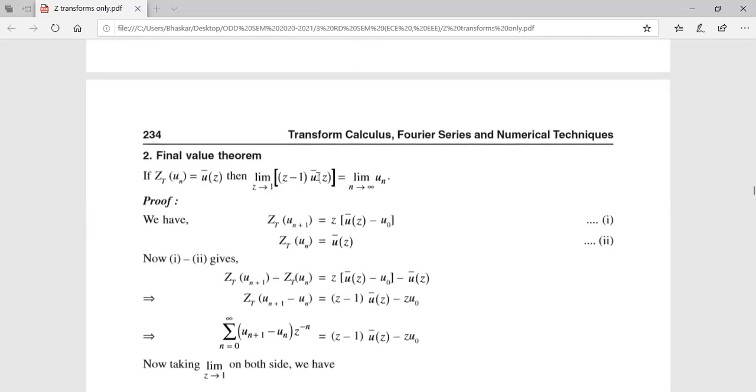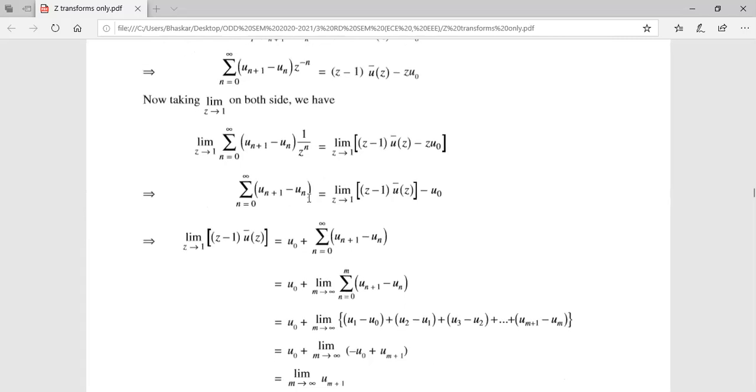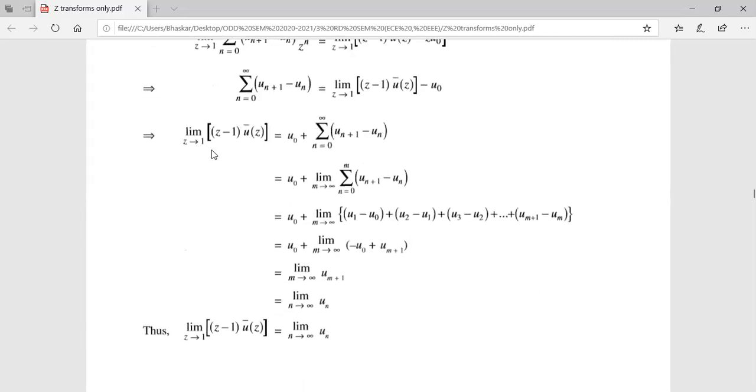After we get z minus 1 into u bar of z, take limit z tends to 1. If we take limit z tends to 1 on both sides, the z term becomes 1. We get 1 into u naught, and 1 power n is 1. So limit z tends to 1 of z minus 1 into u bar of z, with u naught moved to the left hand side, gives u naught plus limit of sigma n from 0 to infinity of u_{n+1} minus u_n.